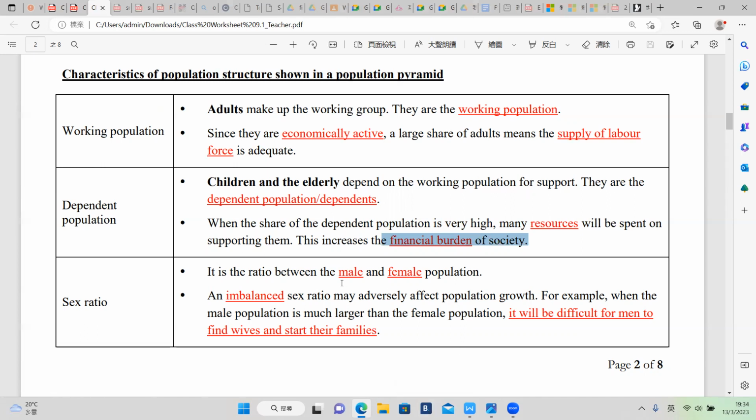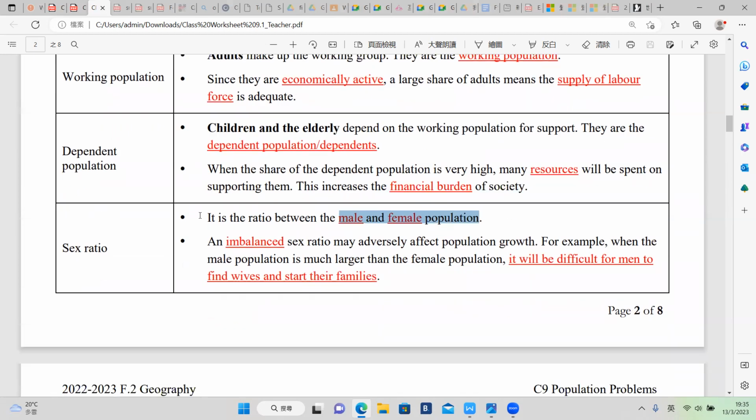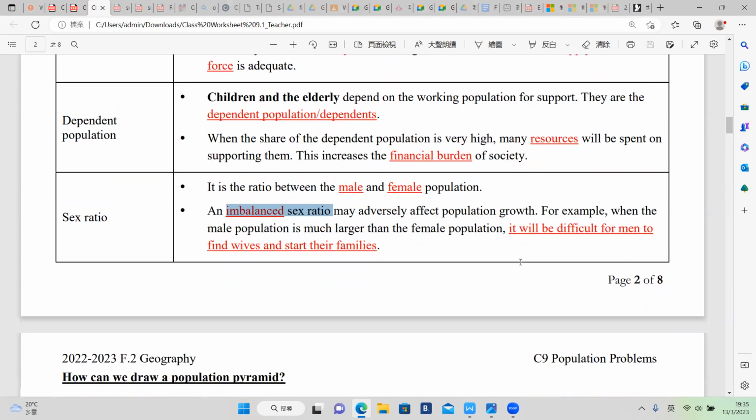Then sex ratio is another important point to talk about. We have male and female for sure, but an imbalanced sex ratio may adversely affect population growth. For example, when the male population is much larger than the female population, just like in China, it will be difficult for men to find wives and start their families.